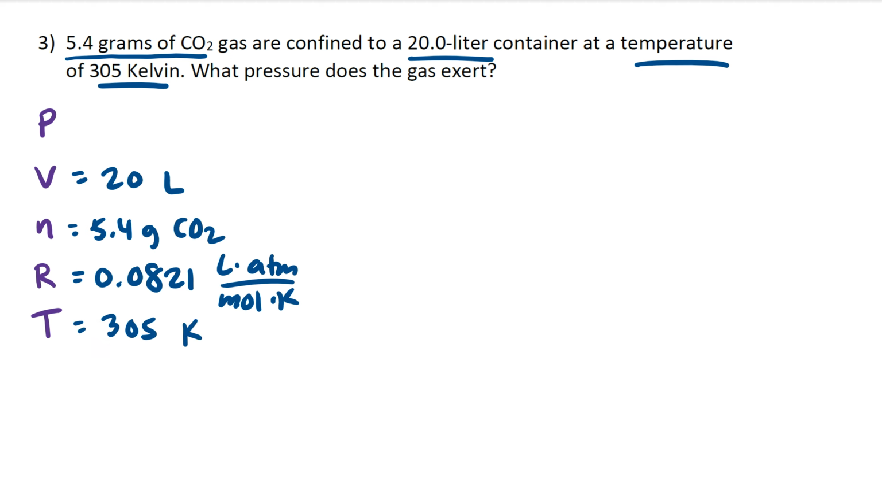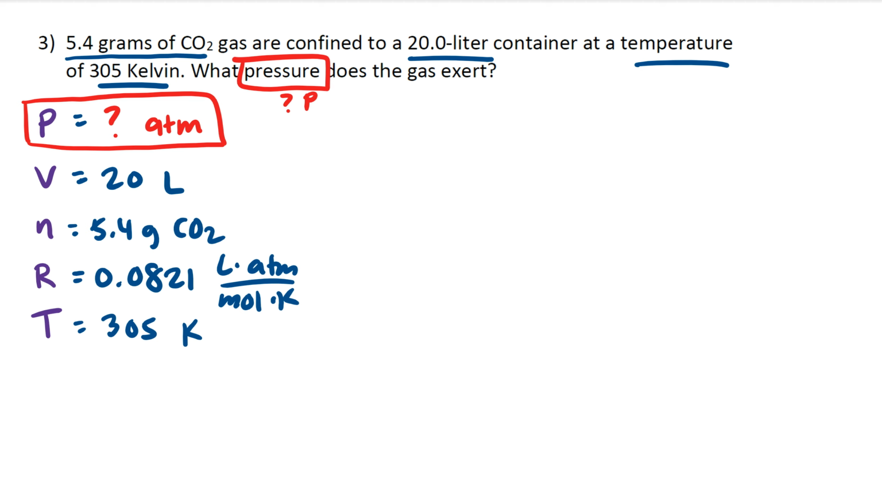What is the pressure of the gas? So we don't know what the pressure is. We are solving for pressure. Okay. Now, let's check our units. For pressure, we have to be in atmospheres. So even though the question didn't mention atmospheres, because atmospheres is what our R is measured in, I know that in the end, when I get my answer for pressure, the unit is going to be atmospheres.